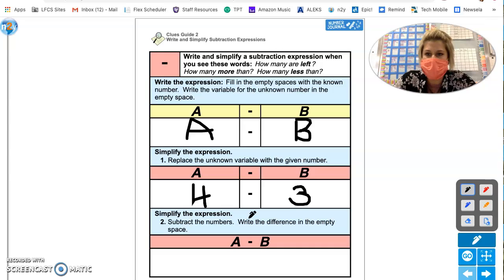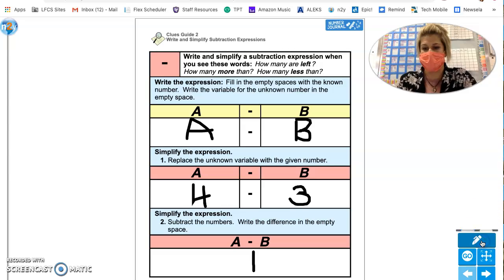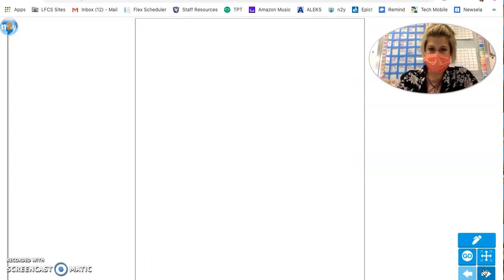So what we're going to do is just subtract these numbers. 4 minus 3 is the same as A minus B, which sounds so silly because we don't always use letters to talk about math, okay? But when we're in algebra and when we're learning algebra things, we are going to use letters and numbers together. So once yours looks like this, you can click onto the next page.